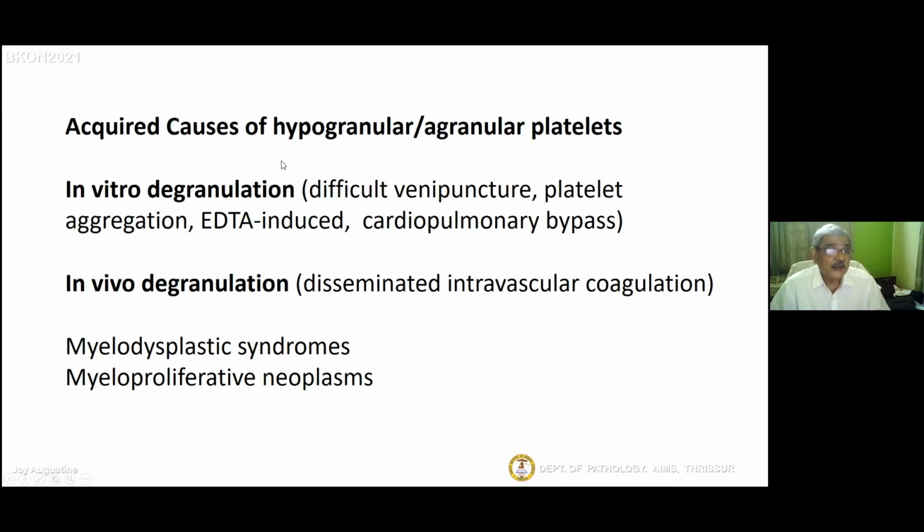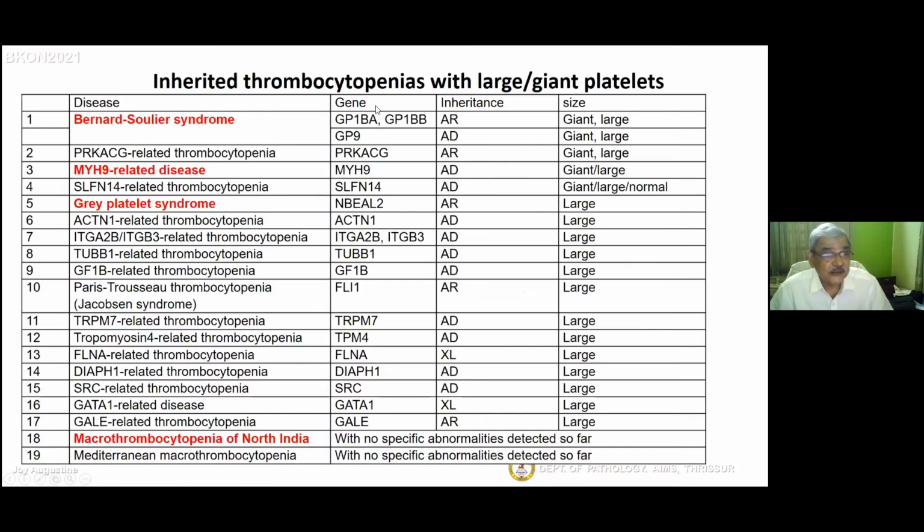Now, these are inherited thrombocytopenias with large platelets. Of course, Bernard-Soulier syndrome is one of them. Then you have the MYH9 related disease. May-Hegglin belongs to this condition. Then you have the gray platelet syndrome. And of course, the one condition which we should all be conscious of is the macrothrombocytopenia of North India. I'll just delve into this a bit.